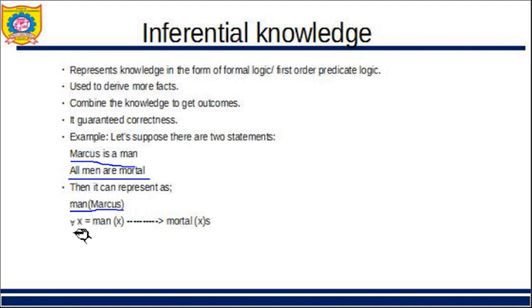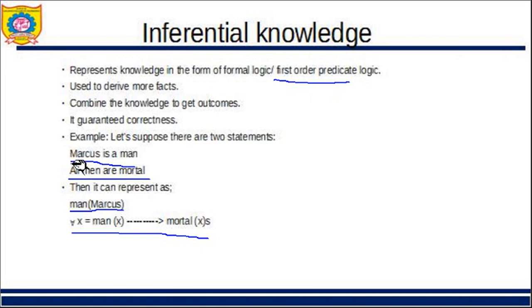And what does it say? This is for all x such that x is a man. And all men are mortal. So this is written over here, all men. The x stands for all men, right? So all men are mortal. In this format we can represent it. So here it is inferential knowledge. We have to use first order logic, or first order predicate logic, or formal logic as we call it. Logic will be made clearer in our next video, because it is a part of our syllabus.